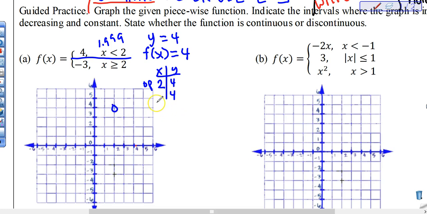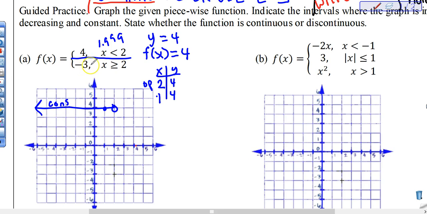And then I could also pick 1 for my x. So (1, 4) is right there. So I know for x less than 2, which goes to negative infinity, that's going to be what that piece of the function looks like. And I'm going to go ahead and label it as a constant just as I go, though you don't have to label it on your homework as a constant. I'm just labeling it so you can see that that graph, as I look at it left to right, does not rise, it does not fall, it's constantly the same.